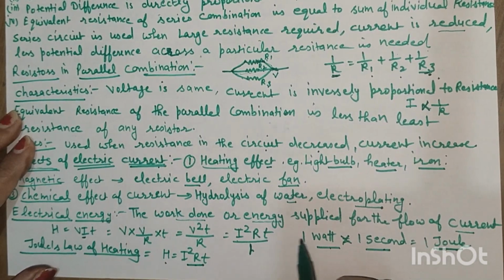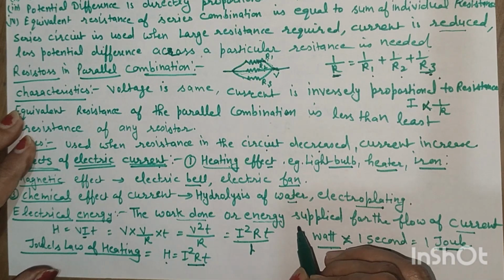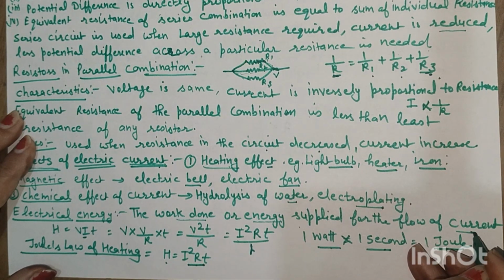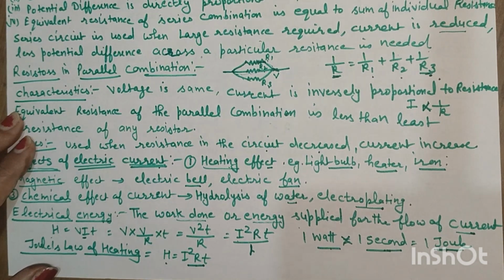Electrical energy is the work done or energy supplied for the flow of the current, that is H is equal to VIT. According to Ohm's law, if we put the value of I here, then it is V into V by R into T, that is V square T by R. If we put the value of V again here, it becomes I square RT. 1 joule is equal to 1 watt into 1 second. Joule's law of heating: H is equal to I square RT.